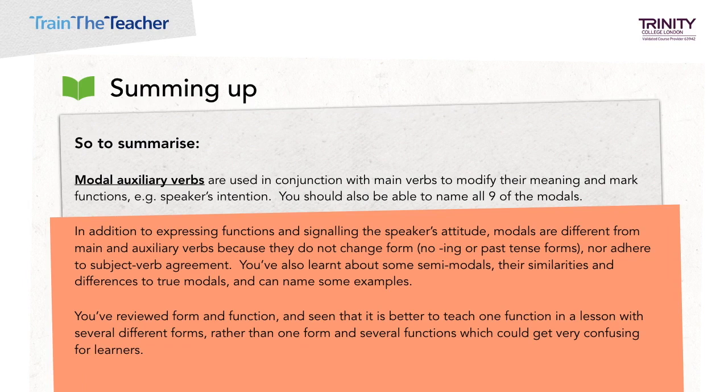So, to summarize, modal auxiliary verbs are used in conjunction with main verbs to modify their meaning and mark functions. For example, the speaker's intention. You should also be able to name all 9 of the modals. In addition to expressing functions and signaling the speaker's attitude, modals are different from main and auxiliary verbs because they do not change form. There's no ing or past tense forms, for example. Nor do they adhere to subject-verb agreement.